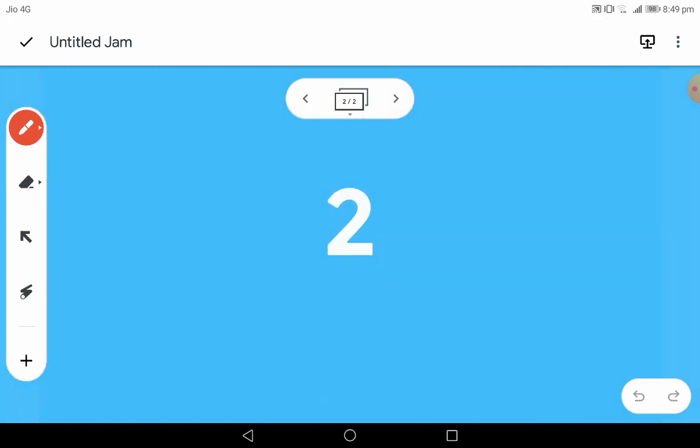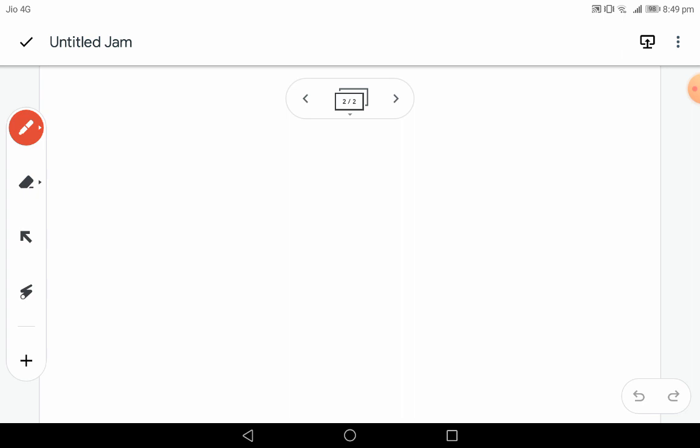So let me write one equation over here. Let it be MnO4 negative plus I negative. It will give MnO2 plus I2. Okay, so this is my equation. Now we have to balance this redox reaction using the half reaction method. So what is the first step?